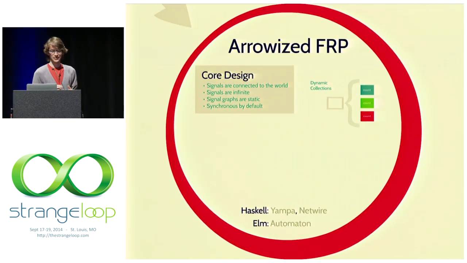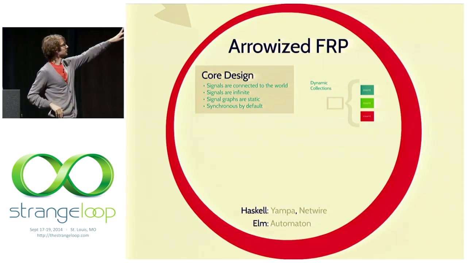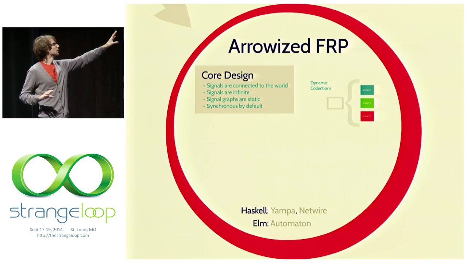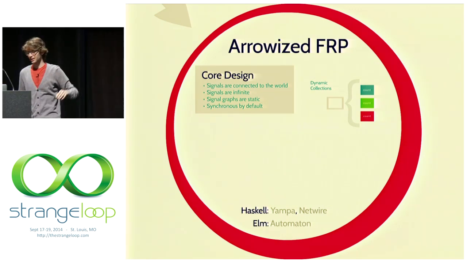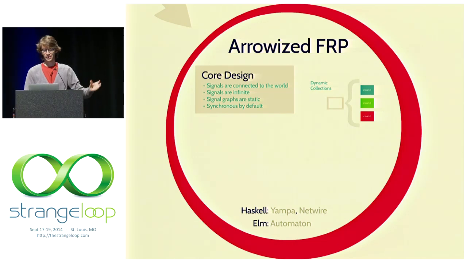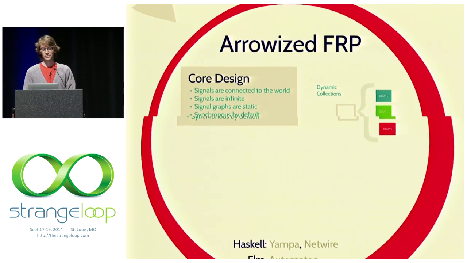OK, so finally, we have arrowized FRP. This is something you can see in Haskell with a couple libraries. Yampa is sort of the first one that came out. Netwire is, I think, a more modern version that looks quite interesting. Elm has a thing called Automaton, which is the same concept.